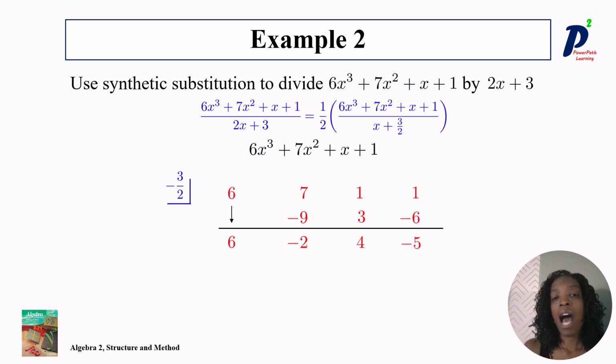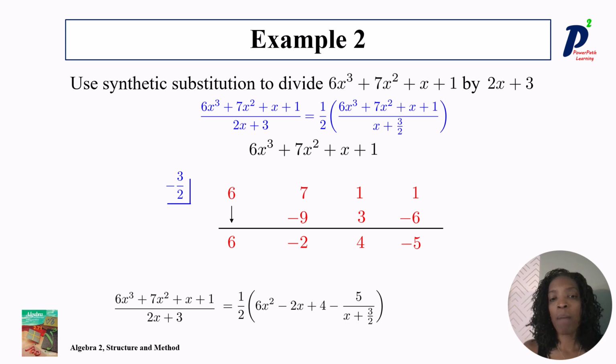Okay, now I get an answer where my 1/2 is still factored out, but I'm going to go back through and multiply it again. So it becomes 3x squared minus x plus 2 minus 5 over 2x plus 3.